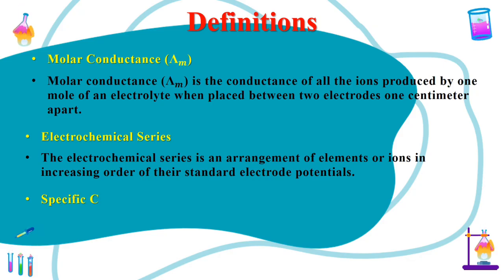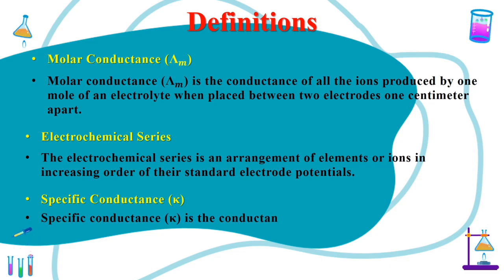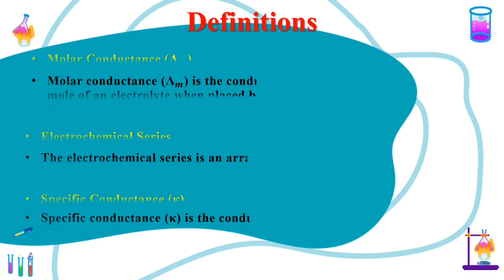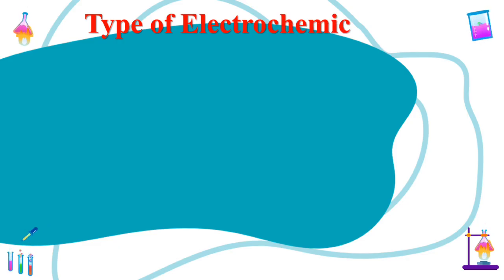Last but not the least, definition for specific conductance. It is the conductance of a solution of unit length and unit cross-sectional area, and it is the reciprocal of resistivity. With this, we have discussed almost 6 important definitions from this chapter. Let us now focus on types of electrochemical cell.